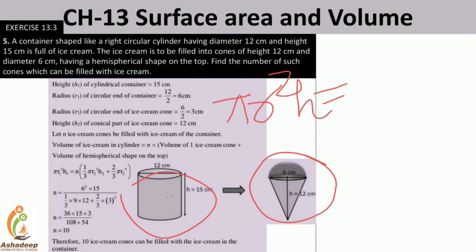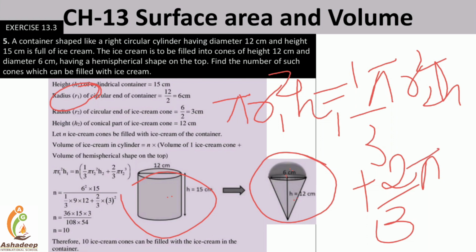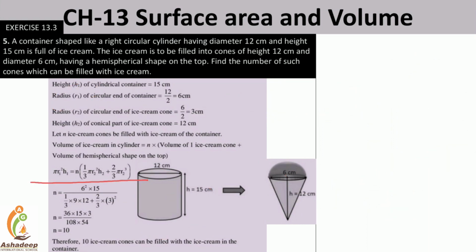See here, this is r1 and h1, so pi r1 square h1. Now what about this? It is the cone, so it's one-third pi r2 square h2. And what about the hemisphere? That is nothing but plus 2 by 3 pi r2 cube. So this thing is written over here.